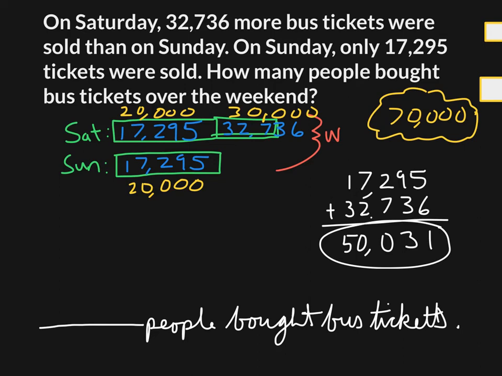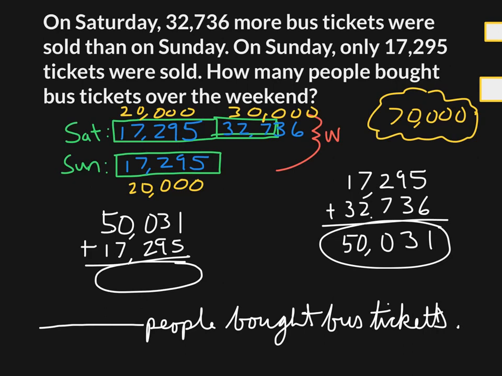Now all I have to do with my second step is add that amount, the 50,031, to the amount that were sold on Sunday, which is 17,295. Please go ahead and solve that problem, and then we will know how many tickets were sold over the entire weekend. Hopefully you got the answer 67,326. And that tells us that there were 67,326 people that bought bus tickets over the entire weekend.